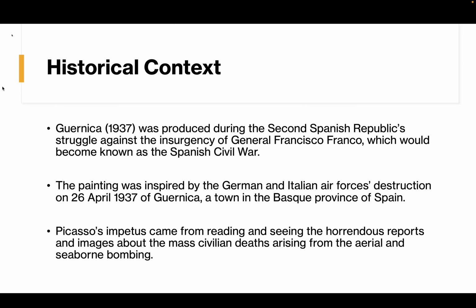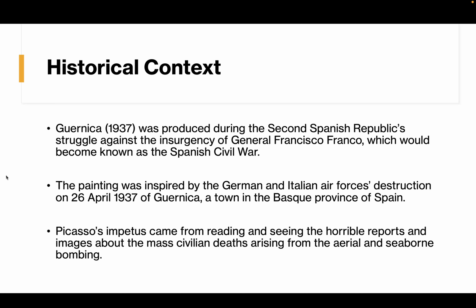Guernica, a town in the Basque province of Spain. Picasso's impetus came from reading and seeing the horrible reports and images about the mass civilian deaths arising from the aerial and seaborne bombing.